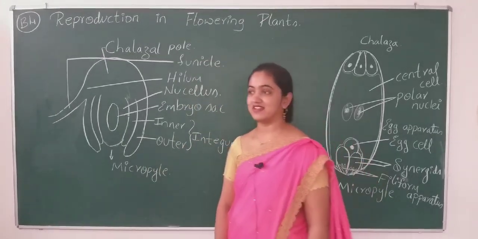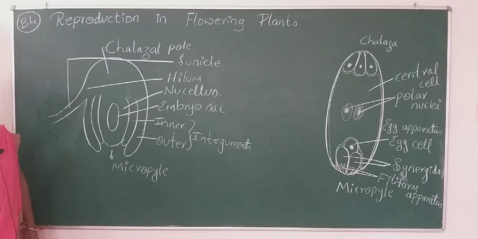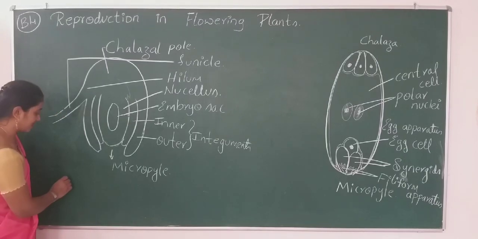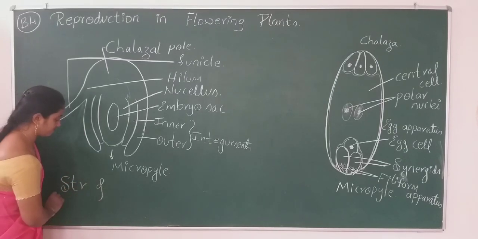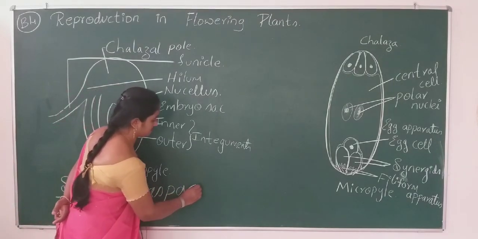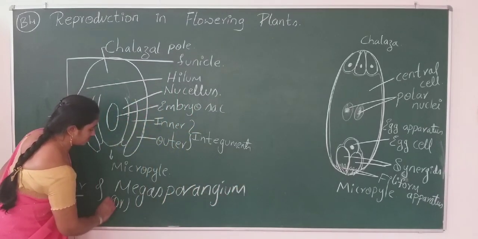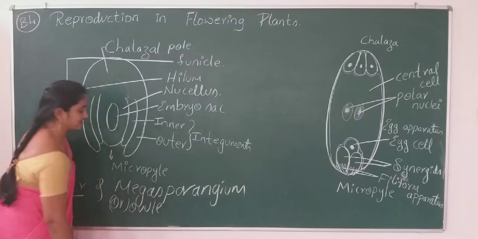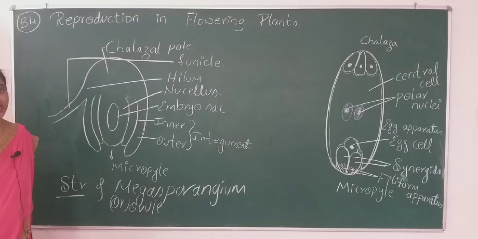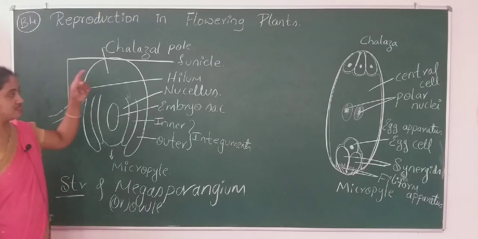Today we are in session 4. I am going to repeat yesterday's diagram so that you can recall it one more time. The name of the diagram is structure of megasporangium or ovule. If they ask in the exam to write the anatropous ovule or the structure of megasporangium, you have to write this diagram. The diagram consists of all these labelings.